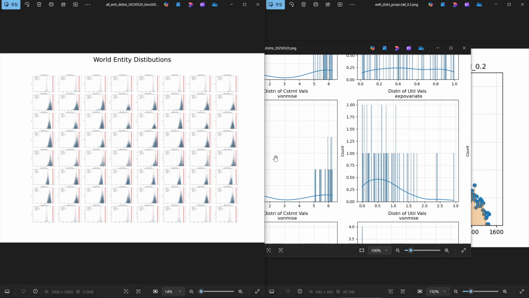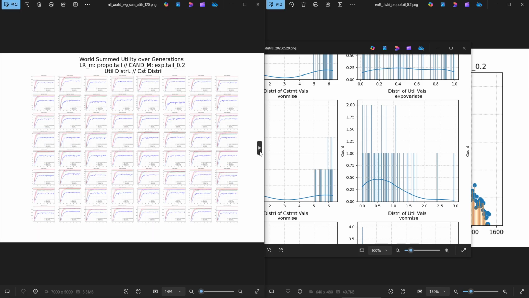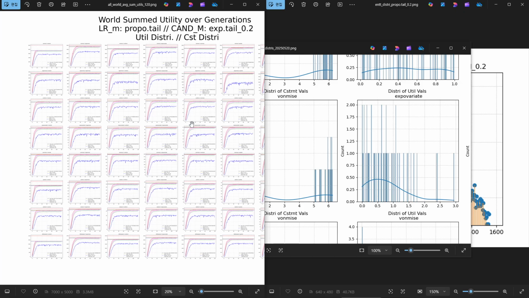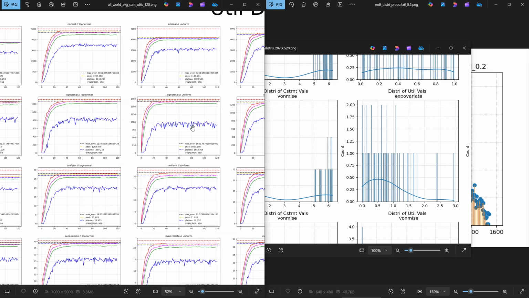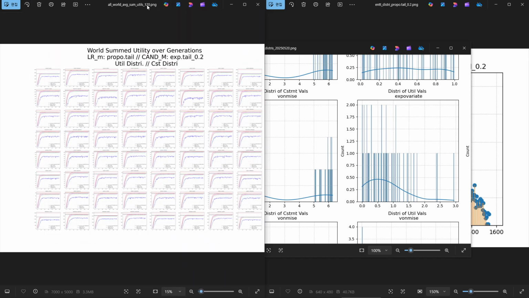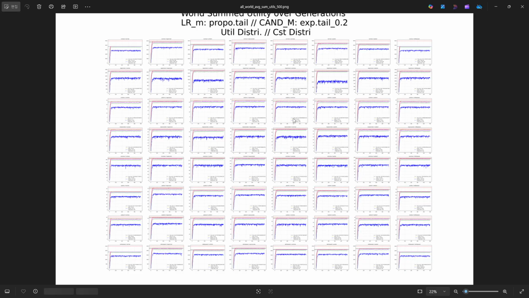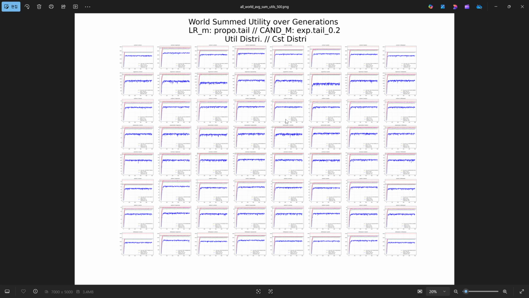And one last thing is the summed utility over generations, or summed utility plots for the world over the generations. Well, this is almost the same thing, except now we get to see this is until generation 500.